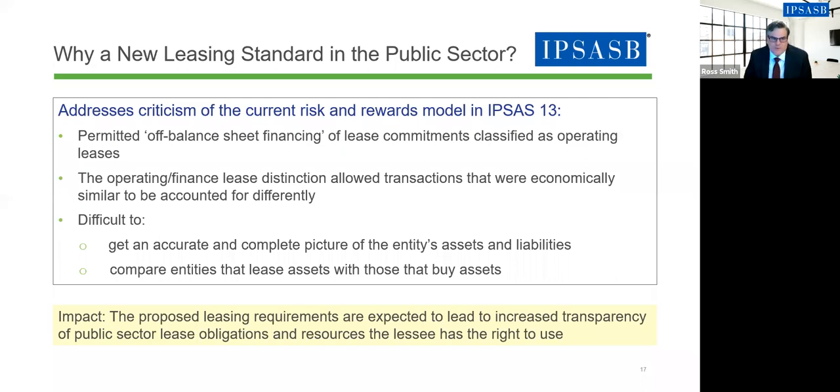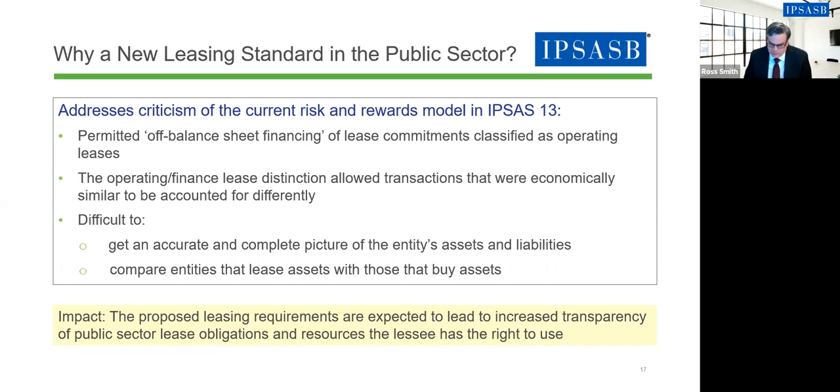And what we've been trying to deal with since the inception of this project in the development of ED64 and now is really the first point on the slide here: IPSAS 13 permits off-balance sheet financing of lease commitments when they're classified as operating leases. And this really distorts the financial picture when assets are leased versus when assets are owned or financed through borrowings, because you do get quite unique and different accounting outcomes.